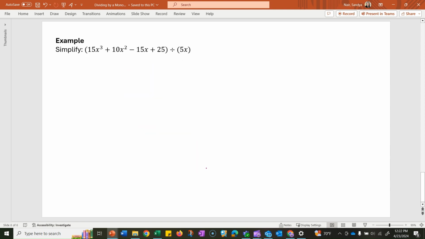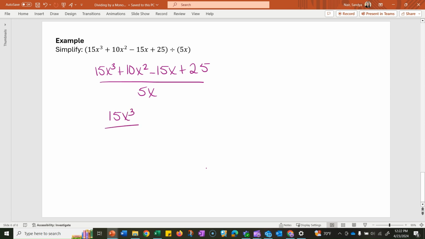Now let's try this example. We have 15x cubed plus 10x squared minus 15x plus 25 divided by 5x. If you want to, you can rewrite this as one giant division problem, and then you'll probably see what I'm going to do next. I'm just going to write this all over 5x. When I rewrite it this way, I'm going to break it apart into separate fractions. So I have 15x cubed over 5x plus 10x squared over 5x minus 15x over 5x plus 25 over 5x.